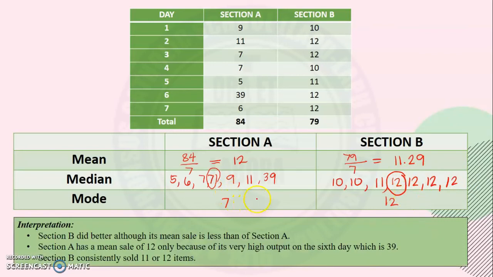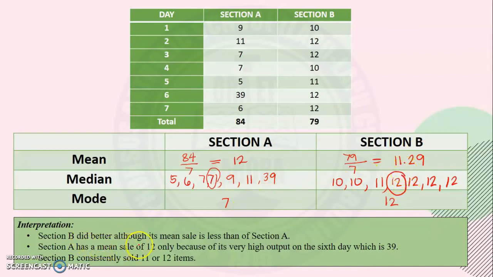Now let us try to interpret the data based on the results of their measures of central tendency. As you can see, the values of the measures of central tendency of section B are greater than the values of the measures of central tendency of section A. So I can say section B did better, although its mean sale is less than that of section A. The mean of section A is greater than B, but the median and mode are lesser than B. So section B still did better.